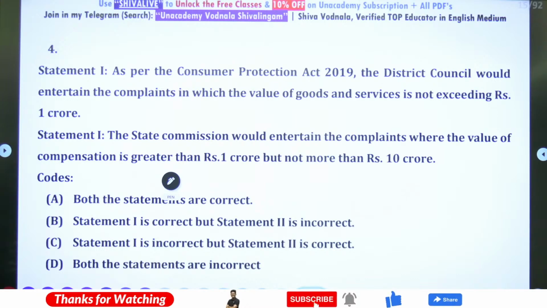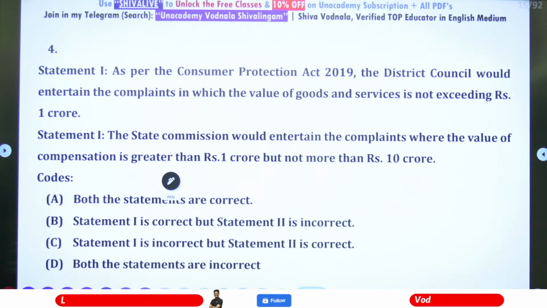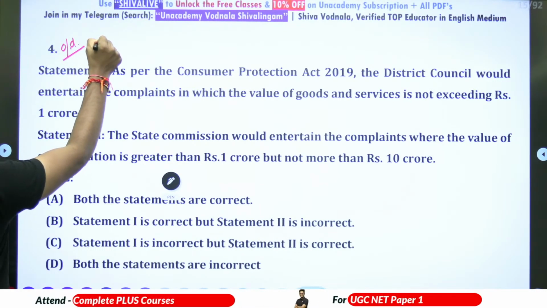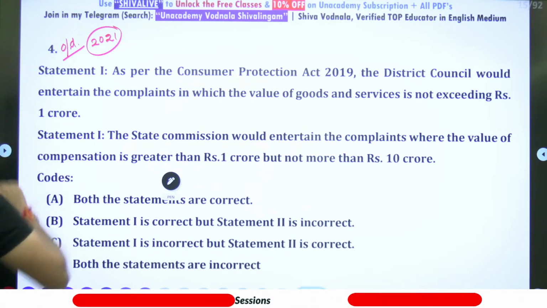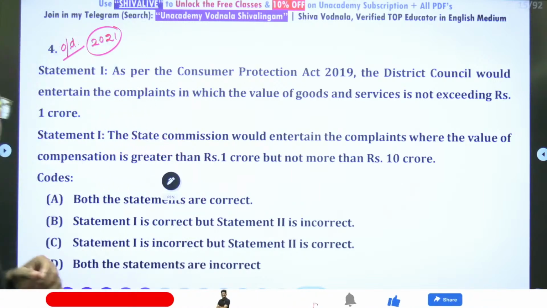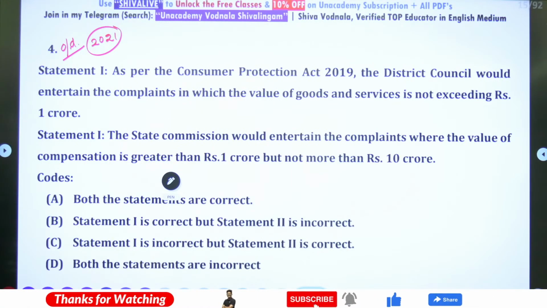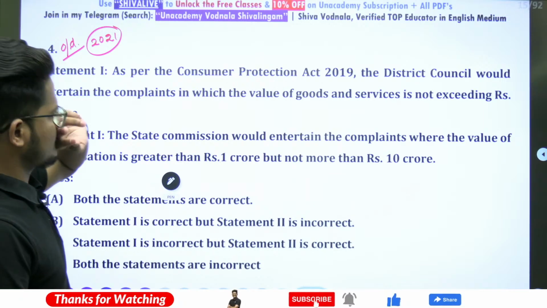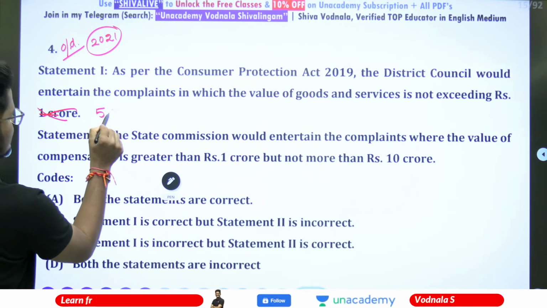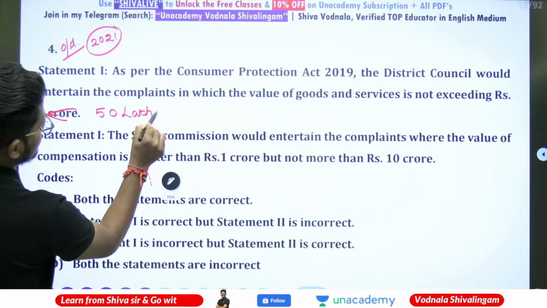As per the Consumer Protection Act 2019, the district council would entertain the complaints which have value of goods and services not exceeding 1 crore. This is an outdated question because recently in 2021 there is an amendment. So answer the question according to that amendment rather than as per this statement. What I will do, I will make a change over here based on the answer. So as per the district, not exceeding, I will make this 50 lakhs.